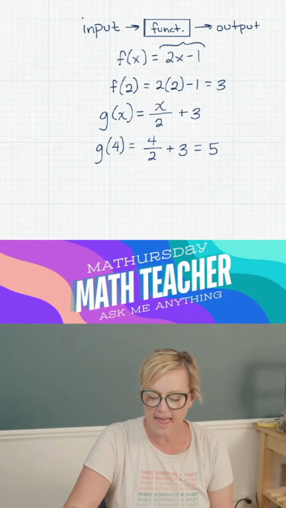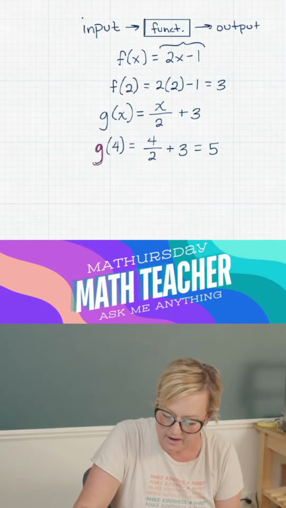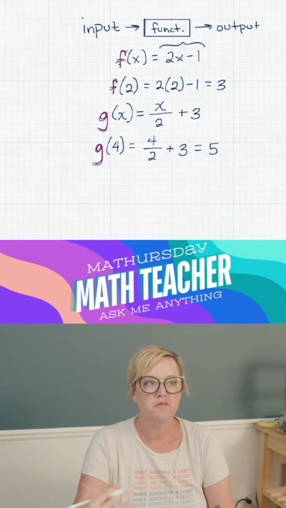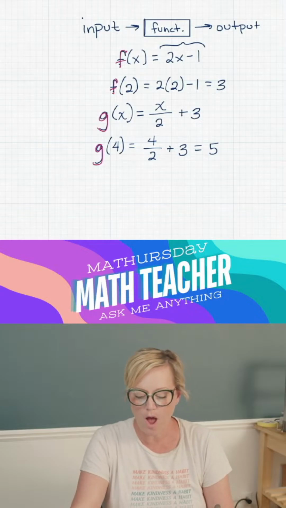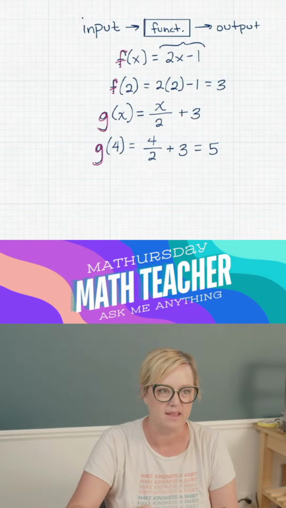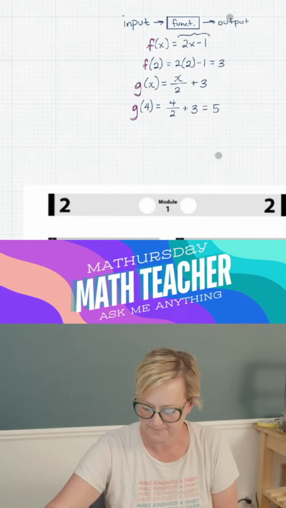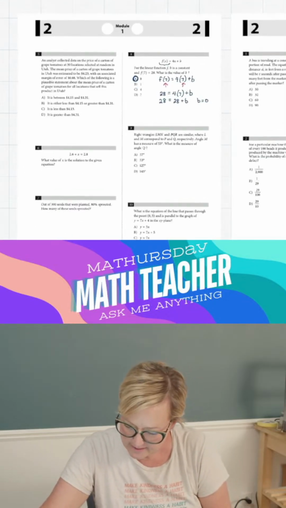Okay, so the F and the G, these letters are just telling you which function you are using. There's no operation that goes with the G. You don't need to divide by the G or divide by the F or anything like that. It's something called function notation. All right, let's get back to this.